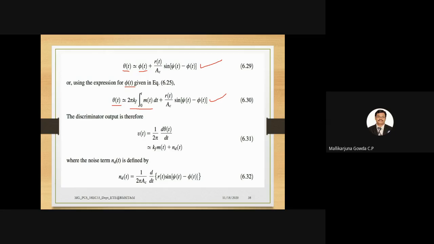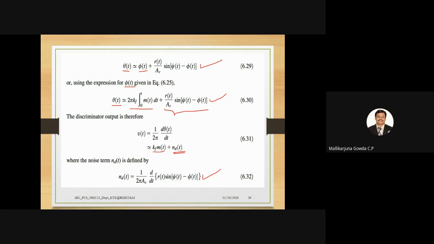So if you do this derivation, if you take the differentiation of this, the 2 pi will get cancelled, right? So kf into m of t is the first term. Then the differentiation of the remaining part will be denoted as nd of t. There is a noise component appearing at the output of the discriminator. I am defining nd of t, which will be equal to 1 by 2 pi AC, and then d by dt of R of t sine of psi of t minus phi of t.